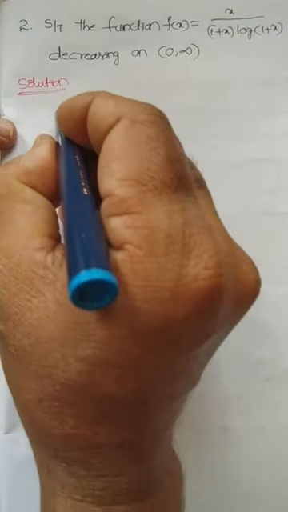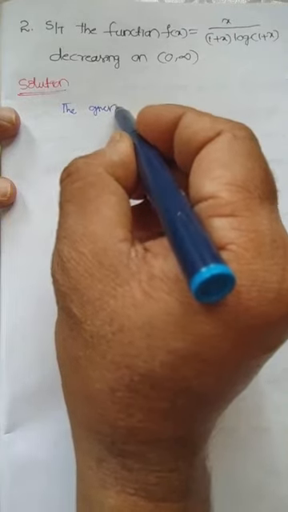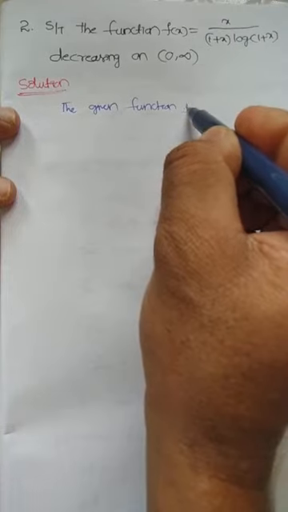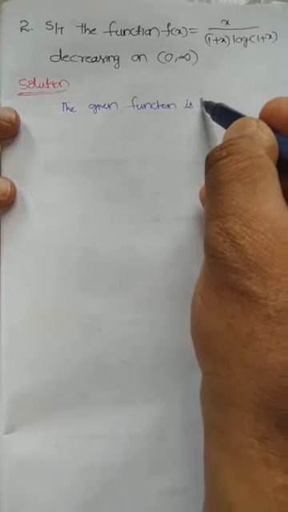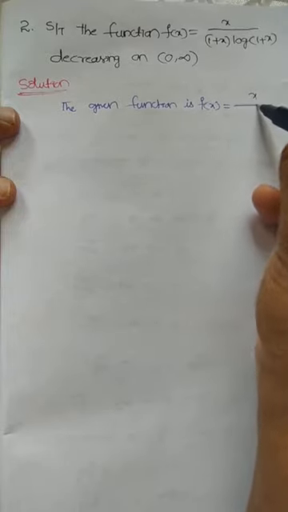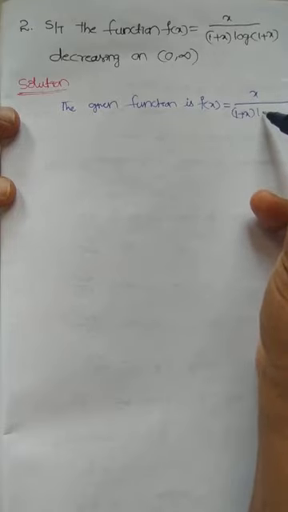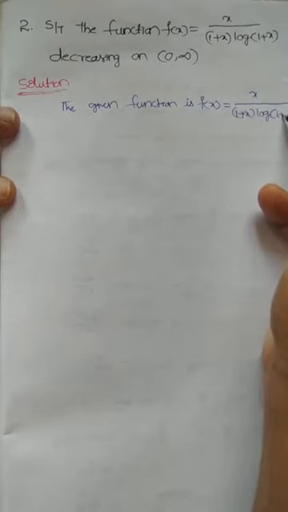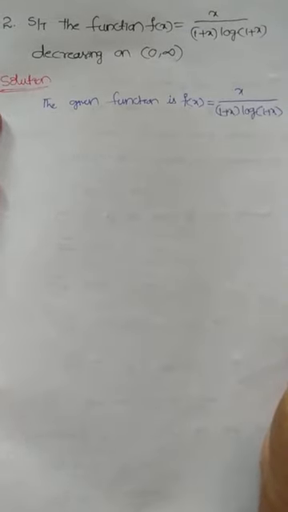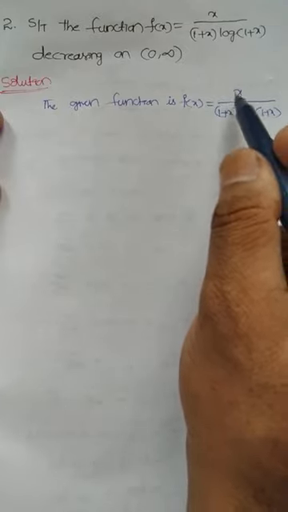So in the solution, the given function is f(x) = x/((1 + x) log(1 + x)), or (1 + x)/log(1 + x) as given. The function is in the form of what? The u by v method.